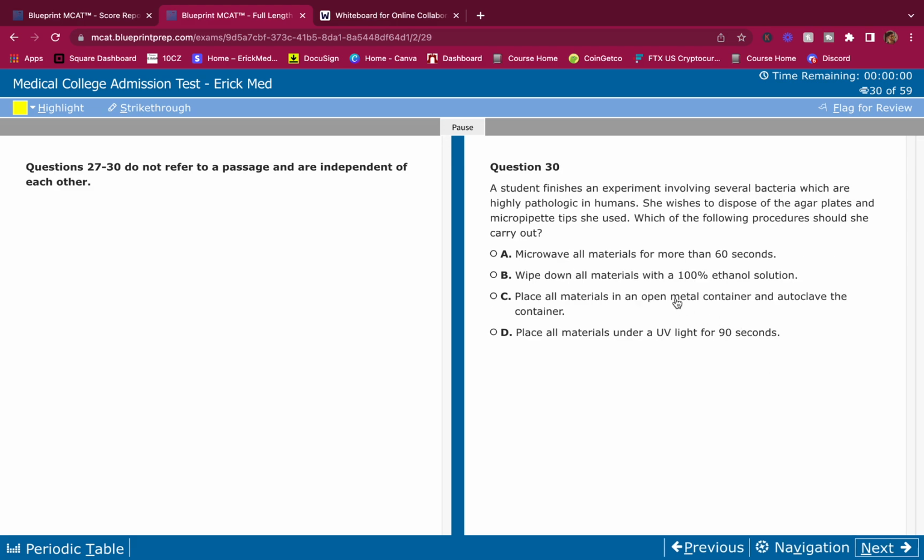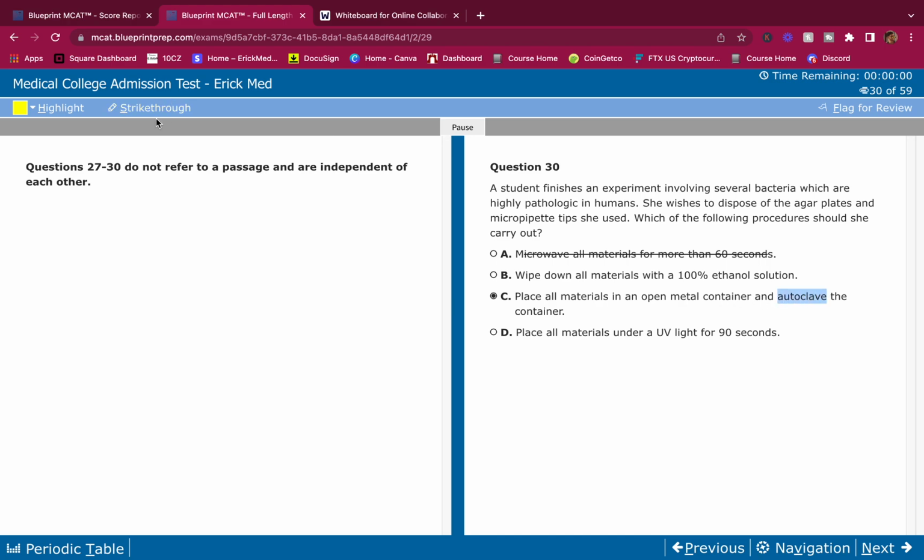A student finishes an experiment involving several bacteria which are highly pathologic in humans. She wishes to dispose of the agar plates and micropipette tips she used. Which of the following procedures should she carry out? Microwave all materials? No. Why would you microwave them? That makes no sense. Wipe down all materials with 100% ethanol solution. Okay, that could work. That kills bacteria. Place all materials in an open metal container and autoclave the container.